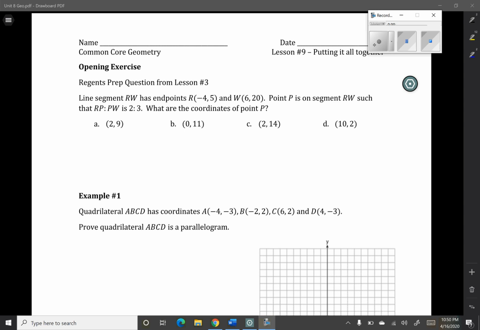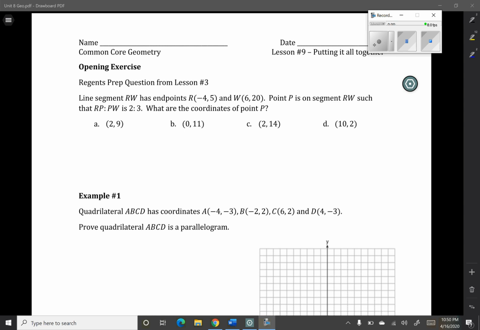All right, everybody, welcome to lesson number 9, putting it all together. So this is the last lesson of the chapter. We're basically going to go over all the different skills that we learned throughout the last few lessons. There's going to be a couple proofs in here, but we're going to be using all of those algebraic skills, finding slope, finding distances, and so forth.